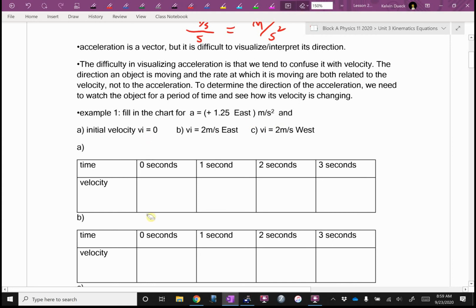And I'm going to give you three different situations. In one situation, vi is going to be 0. In another situation, vi is going to be 2 meters per second east. And in the third situation, vi is going to be 2 meters per second west. And we're going to try and figure out how fast you're going after each second. So example A, we're starting out with a vi of 0 meters per second.